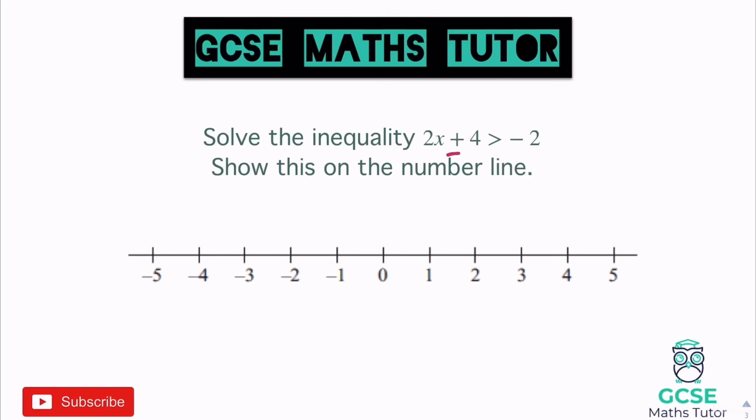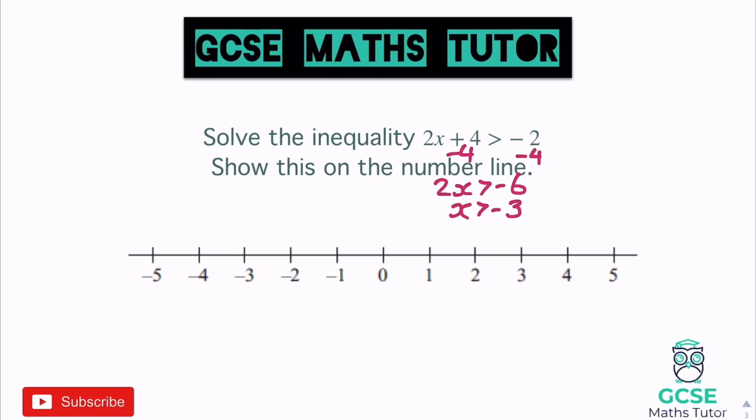So we'll take away the 4 from both sides, so minus the 4, and we get 2x is greater than a negative 2, take away 4 is negative 6, so 2x is greater than negative 6. There we go, now we can actually divide by 2 to find out what x is greater than. So divide by 2 and we get negative 3. There we are, negative 6 divided by 2 is negative 3.